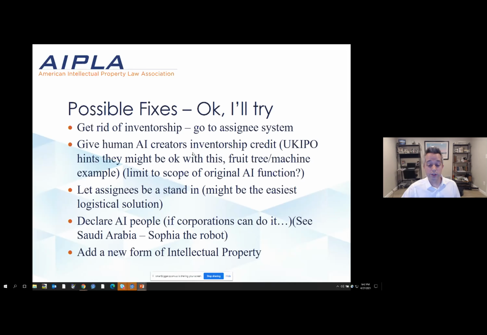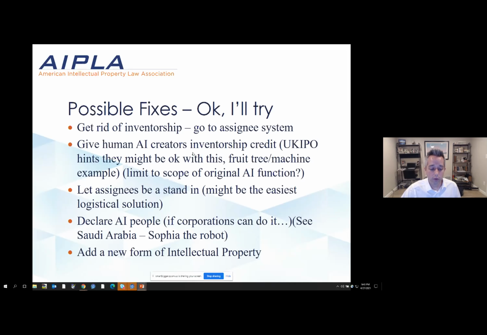Question might be, could Sophia the robot file like a WIPO application? WIPO requires that you list your citizenship. Well, Sophia has a citizenship, but she's still not a natural person. So that might be a problem for her.